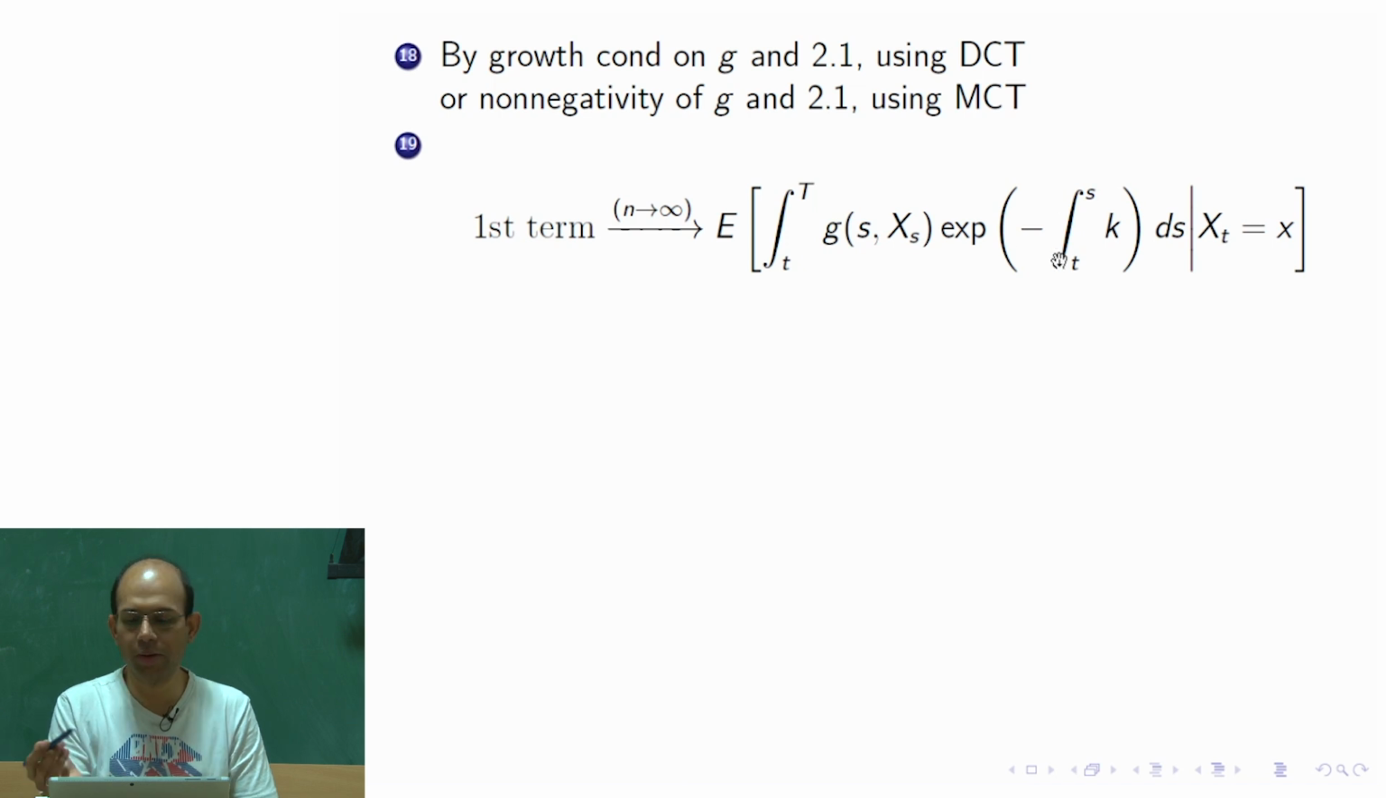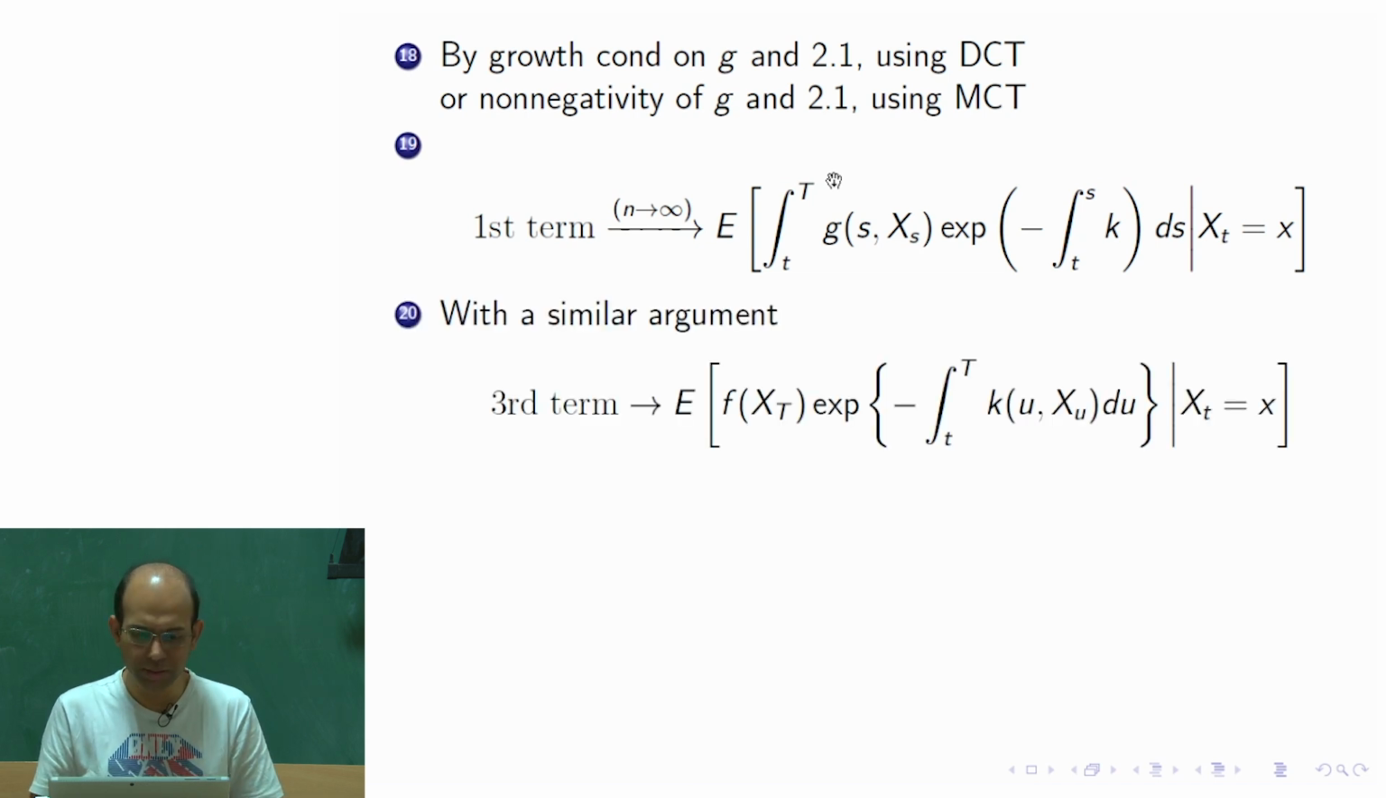And this is anyway bounded by 1 because k is non-negative. So we can take the limit inside, from small t to capital T, these things ds, where s is running from small t to capital T. That would be the limit here, and then in a similar manner for the third term, I need to send tau n to infinity.